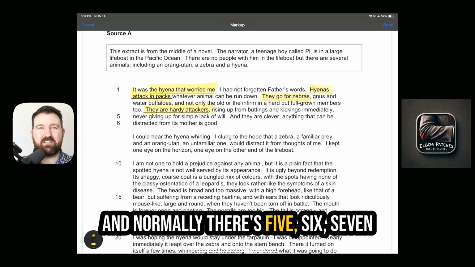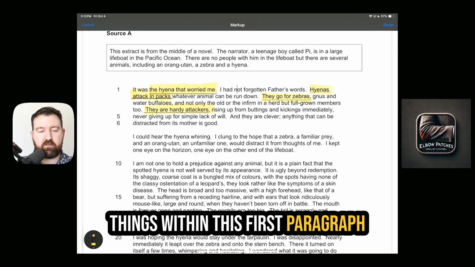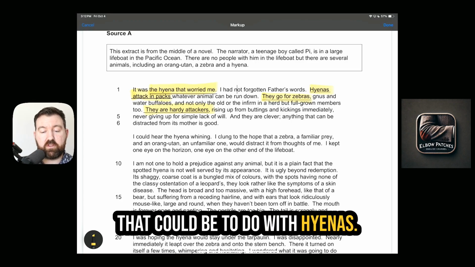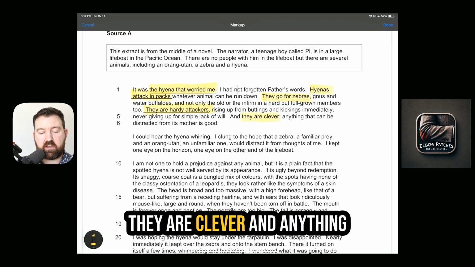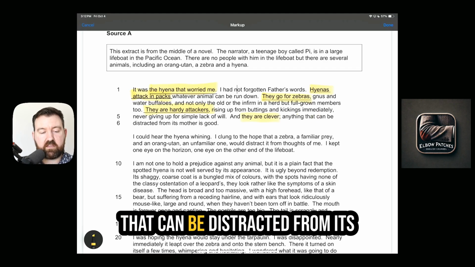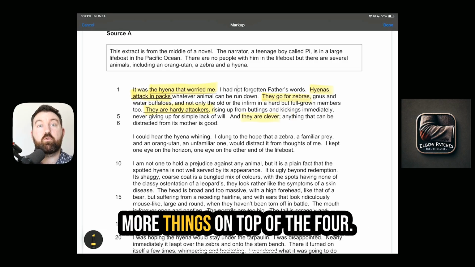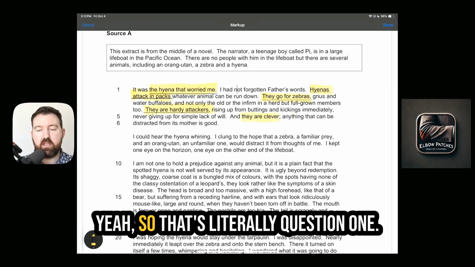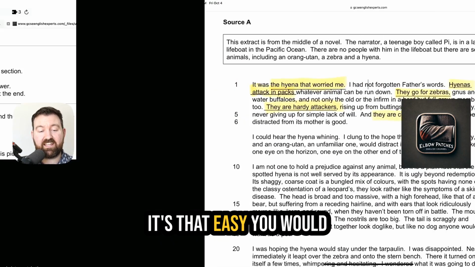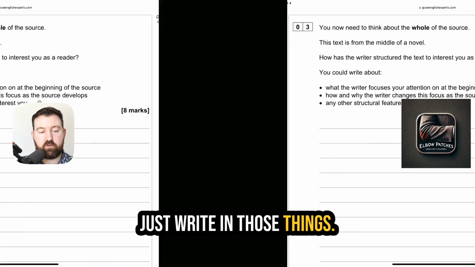And normally there's 5, 6, 7 things within this first paragraph that could be to do with hyenas. You've also got the fact that they're clever and anything that can be distracted from its mother is good. So there's several more things on top of the 4. Yeah. So that's literally question 1. It's that easy. You would just write in those things.